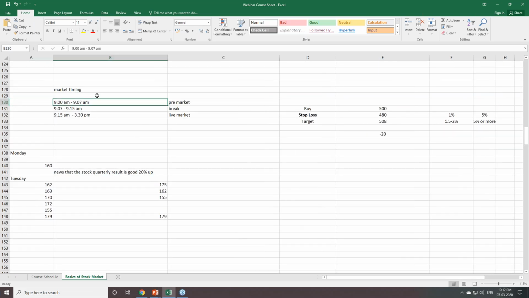9 a.m. to 9:07 a.m. is the pre-market for equities. In that time you can see which stocks are in gap up or gap down. So what is the difference between yesterday's closure and today's opening? Today at 9:15, what is going to be the opening? You can check that in the NSE pre-market timing. So how to check NSE pre-market?